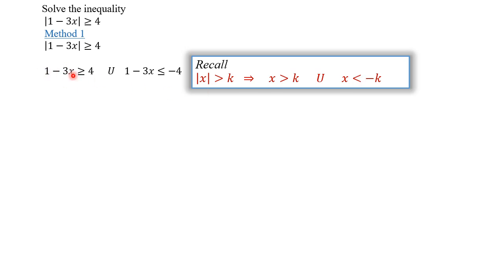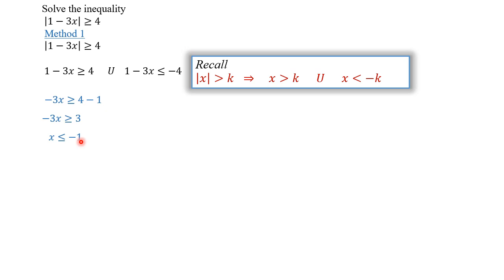So it's 1 minus 3x greater than or equal to 4, or 1 minus 3x less than or equal to minus 4. So we are going to be solving these two inequalities. I'm going to start with the first one. This is minus 3x greater than or equal to 4 minus 1, then minus 3x greater than or equal to 3. Then we divide both sides by minus 3. But remember, when you divide by minus 3, the inequality sign will change direction. So we're going to have x less than or equal to minus 1.